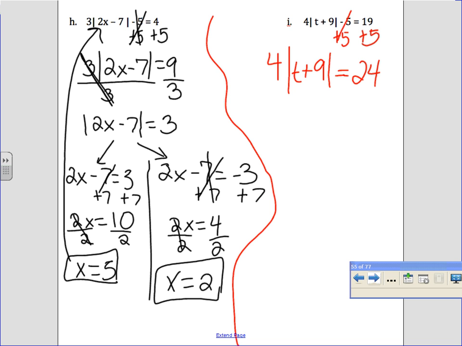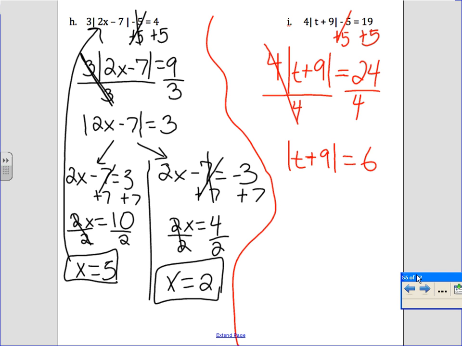So then the 4 in front of the absolute value symbol, remember, don't distribute that. You never distribute with absolute value notation. So divide both sides by 4. That 4 goes away. The absolute value of t plus 9 is equal to 6. So now it's in the form absolute value of something is equal to a number. That number, which in this case is 6, is greater than or equal to 0.